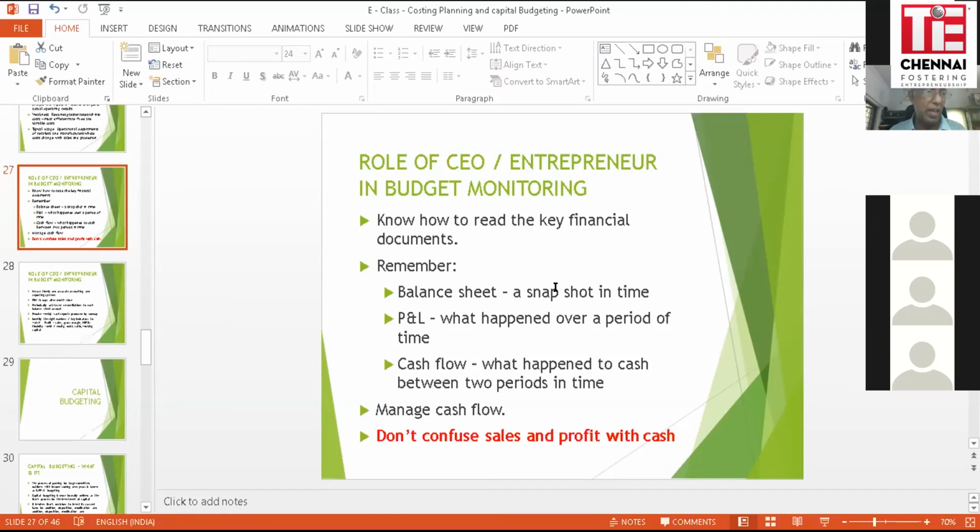And the last line in red, which I would like to emphasize, and this is a mistake very often made: don't confuse sales or profit with cash. You can make a lot of profit and have no money to pay your salaries. You can, on the other hand, make a loss and have money to pay your salaries because you just borrowed from the bank. The two are completely different, and you must understand the difference. With that, I'm stopping the share and I'm getting back now to any comments you have.